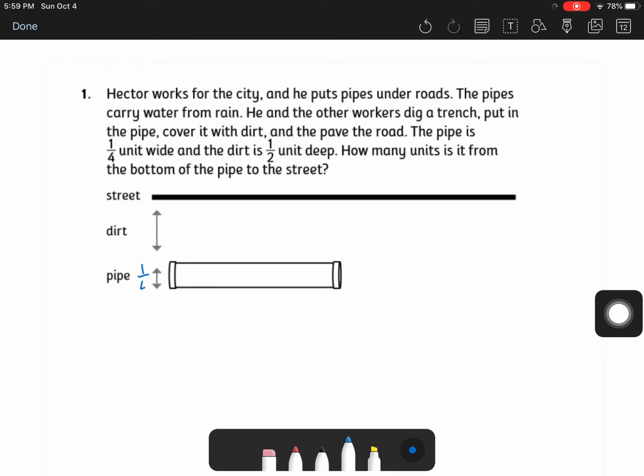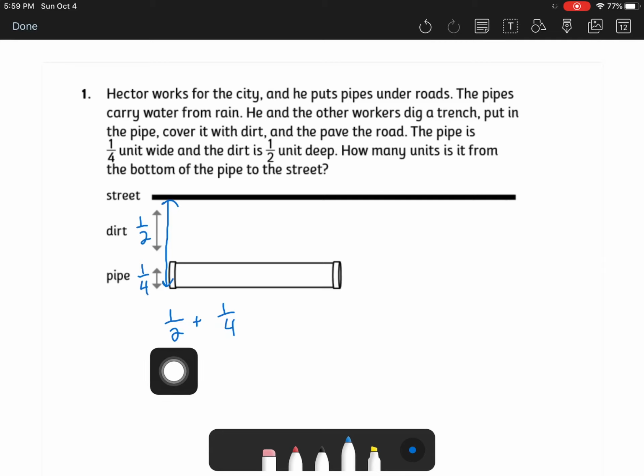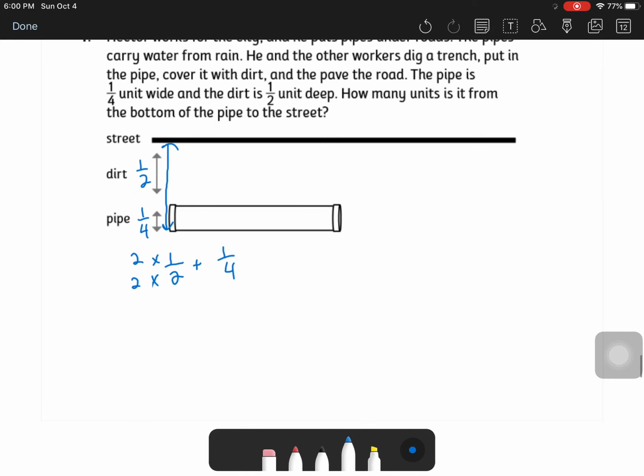Okay, so it said the pipe was 1/4 unit. The dirt was 1/2. So to figure out this full distance, I'm going to have to add those together, right? So 1/2 plus 1/4. Now the problem here is they have different denominators, right? Now I want to change this 2 so that it's a 4. So to make an equivalent fraction, I'm going to go times 2 and times 2.